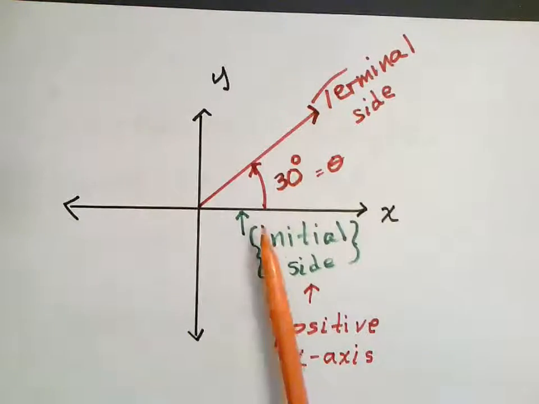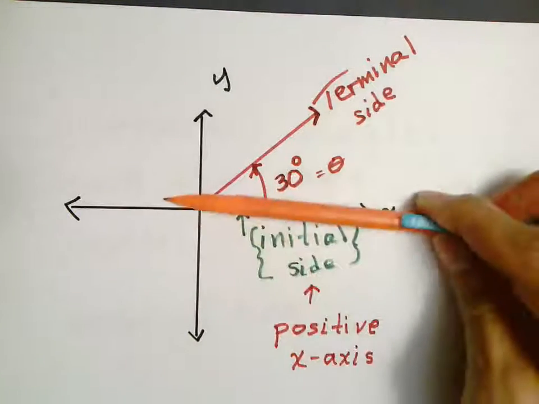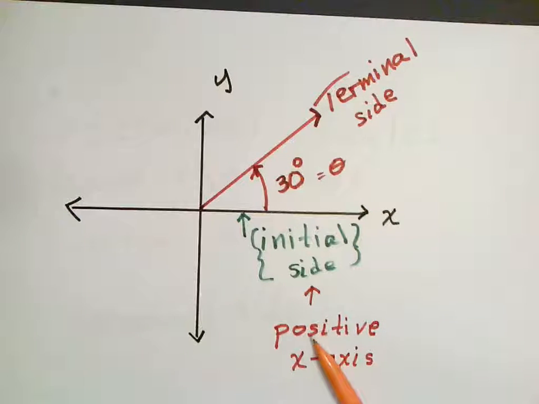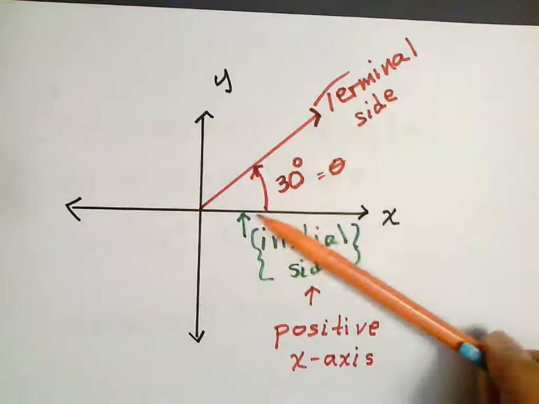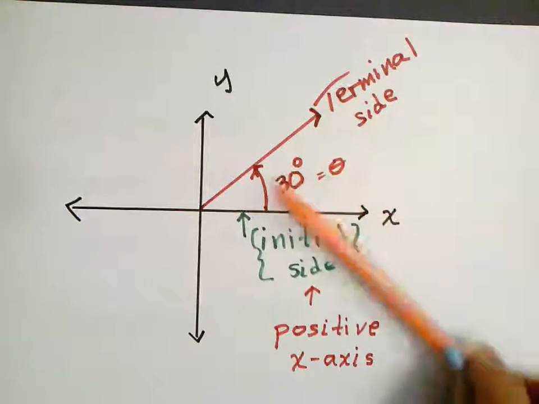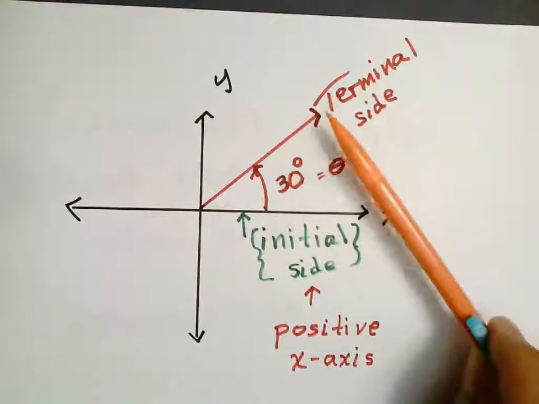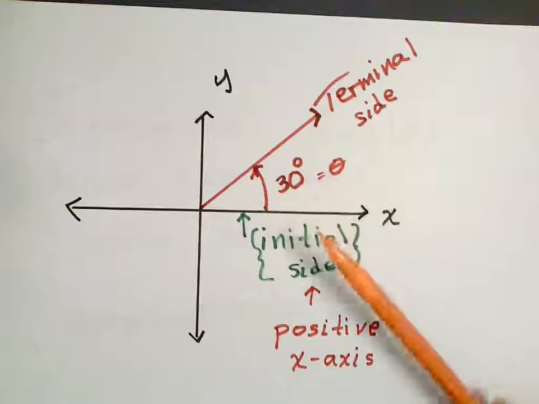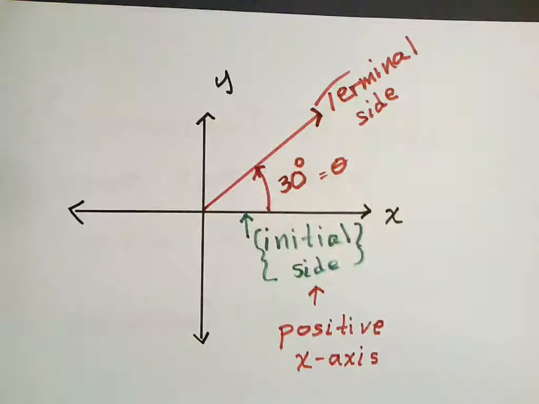Here, we have 30 degrees. We start on the positive x-axis. The positive x-axis is our initial side as it is in standard position. So we go counterclockwise and the angle is positive. So here's the terminal side terminating in quadrant 1. See, initial side, terminal side.